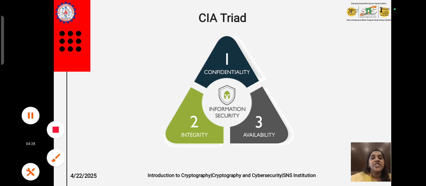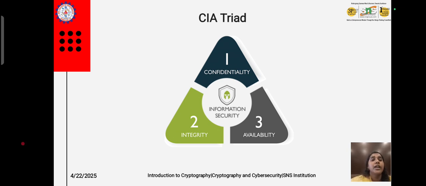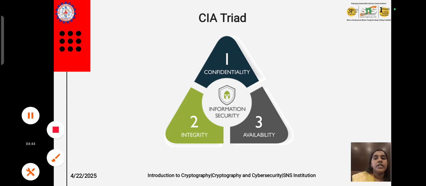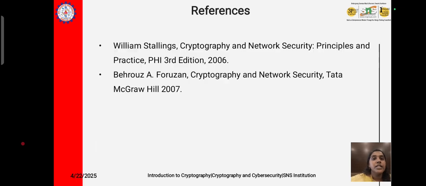Here come the CIA traits. The CIA traits in cryptography are a main important concept. C means confidentiality, I means integrity, and A means availability. Confidentiality: as we all know, your data must be confidential and must not be known to others. Integrity is about keeping the data unaltered. Availability means the resources must be available to the user. If a person is sending from A to B, it must be available at that time. These overall come under the CIA traits.